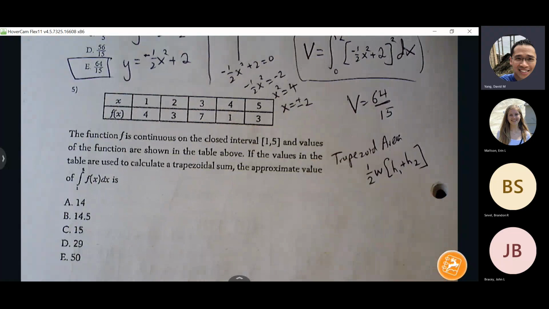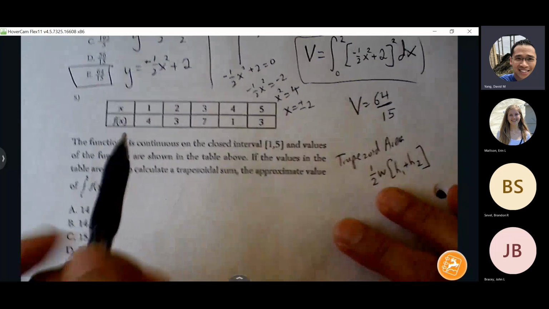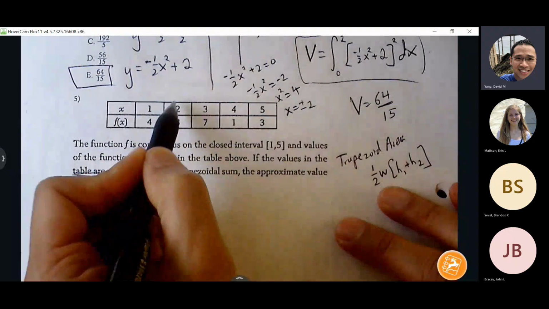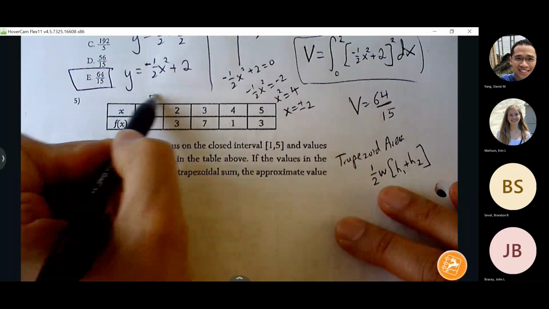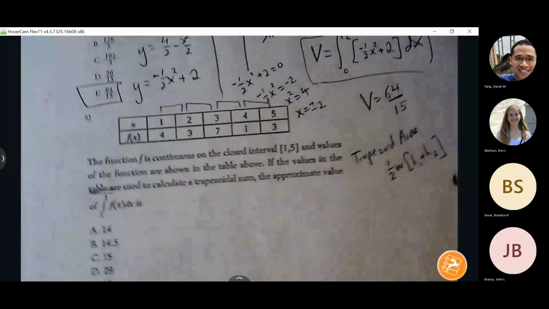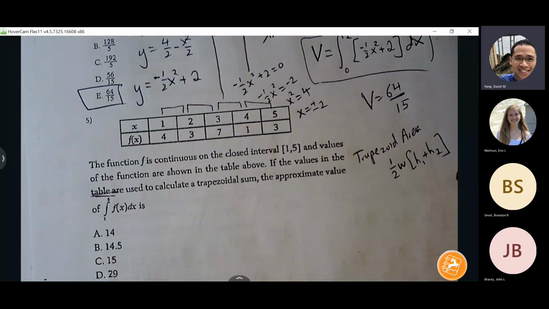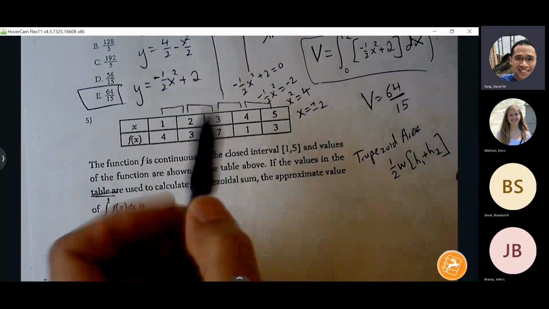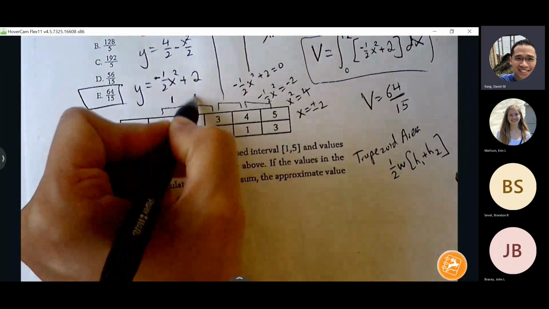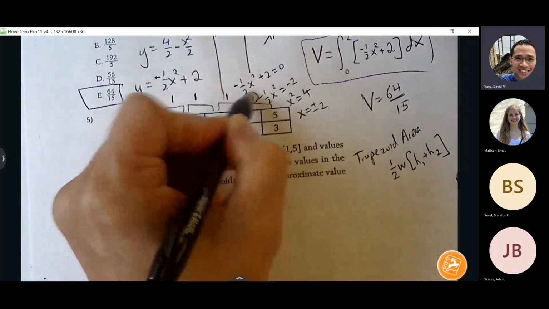Okay, so I see some students want to add up all the heights they see in front of them, but every trapezoid only needs 2 heights. So in this case, we have more than one trapezoid. It says use the values in the table. So that means for every subinterval, you're going to have to create one trapezoid. Normally it's not as easy as this where your widths are all the same distance apart, but in this case, it is. All the widths are going to be 1.